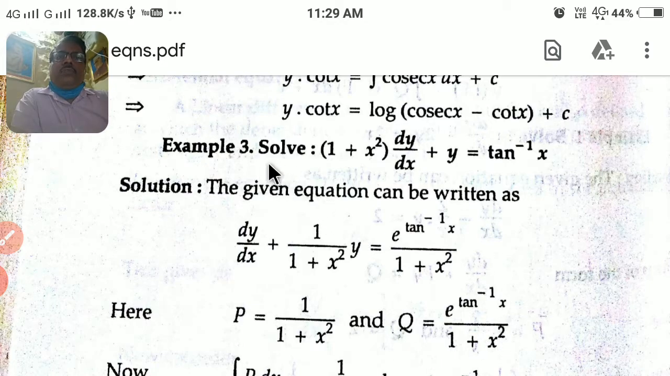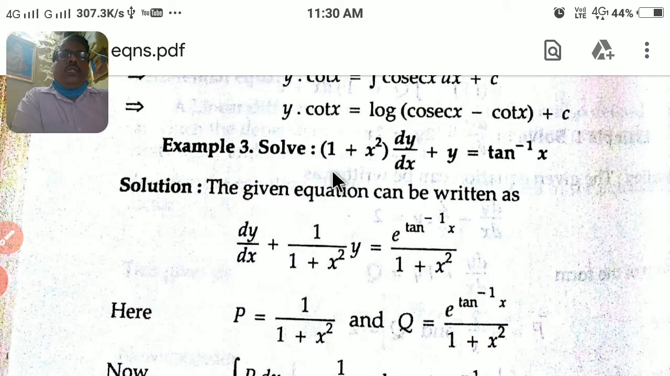So it is given that the problem is: solve (1 plus x square) dy by dx plus y equal to e raised to tan inverse x. As I already told, first bring the given equation to its standard form if it is not already in standard form, that is dy by dx plus Py is equal to Q.